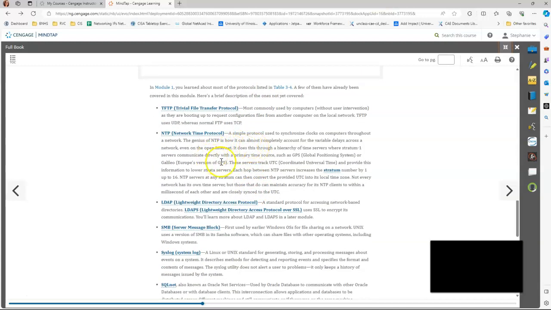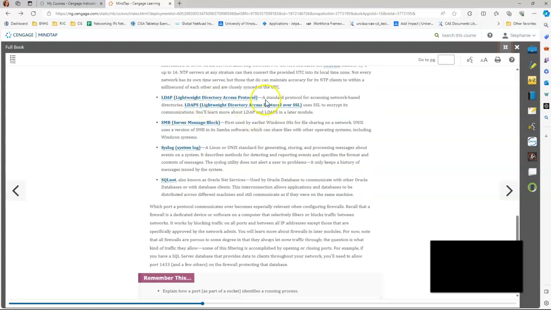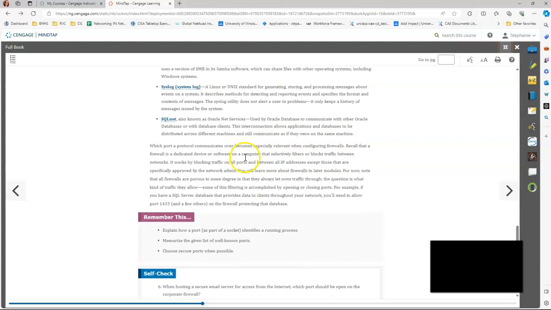NTP is Network Time Protocol. I'm not going to go into UDP and TCP right now; we'll do that in a different one. Network Time Protocol is just synchronizing all your clocks, so we use NTP to synchronize the clocks on our system. LDAP, Lightweight Directory Access Protocol, or LDAP over SSL, is the encrypted version. Most of these we're going to learn later as well, but this is just accessing network-based directories. We'll use LDAP for single sign-on and Active Directory information.